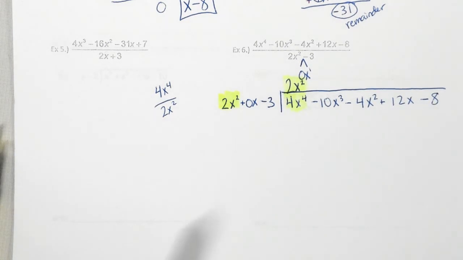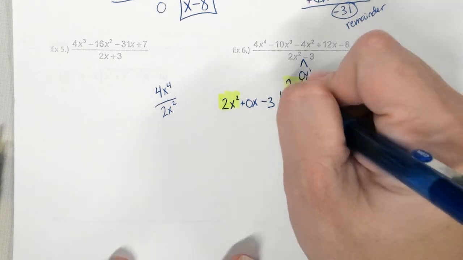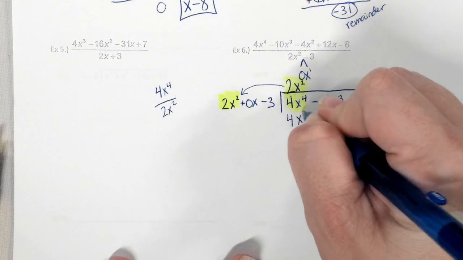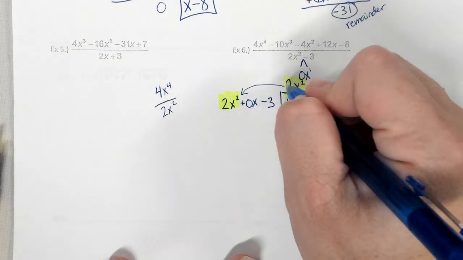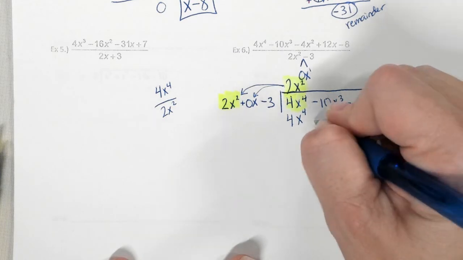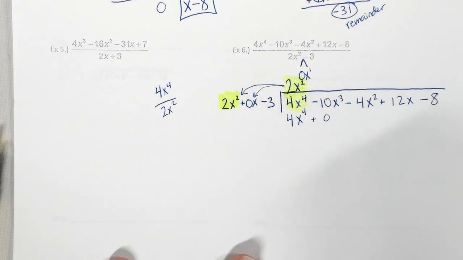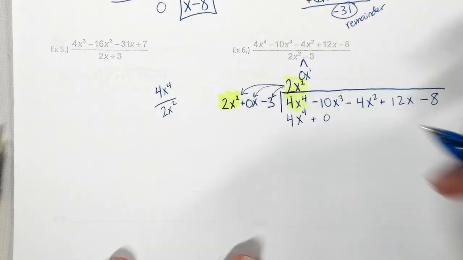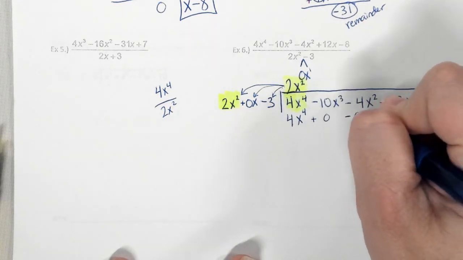Now what do I do? Multiply. 2x squared times 2x squared is 4x to the 4th. 2x squared times 0x. Well, what's anything times 0? So is it okay if I just put a 0? Yes. And then 2x squared times negative 3 is negative 6x squared.